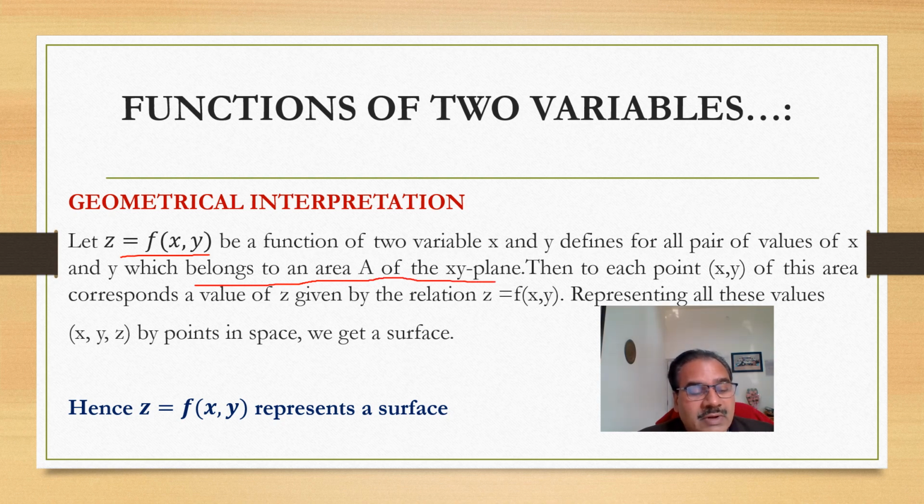It is of course, through your school level, you know this xy plane. Then to each point (x, y) of this area corresponds a value of z given by the relation z is equal to f of x, y. Representing all these variable values x, y, z by points in space, we get a surface. So z is equal to f of x, y represents a surface. This is the geometrical interpretation of a function of two variables.